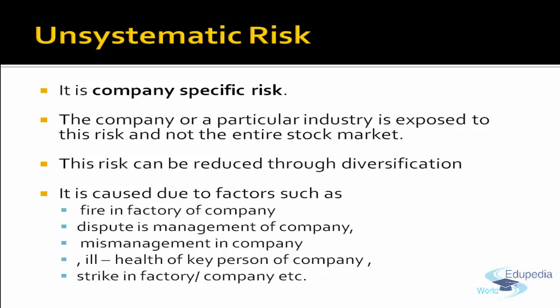Unsystematic risk is a risk for the particular industry, for the particular company. For example, for a company there's a fire. Will that affect the other industries in the same market? No, that will only affect your asset. If there is a dispute in the management of the company, this will affect only your company and not the whole market. So systematic risk is for the whole market and unsystematic is a company-specific risk.